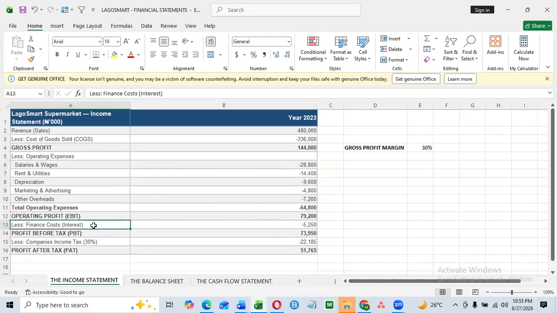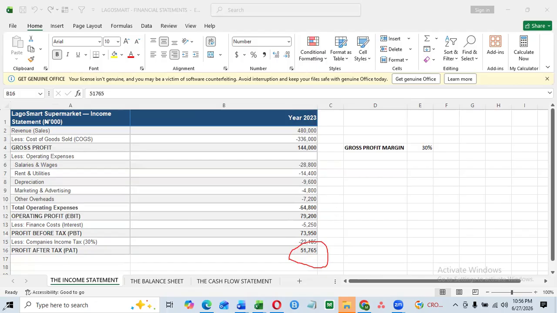The interest on LagoSmart's 30 million naira loan from Access Bank. Remember, there was a 30 million naira loan. Remember in lesson 1, the loan from Access Bank was mentioned, right? So after tax, their bottom line is what? Look at their bottom line here after tax. 51,765,000. Can you see it? That is their net profit for the year.